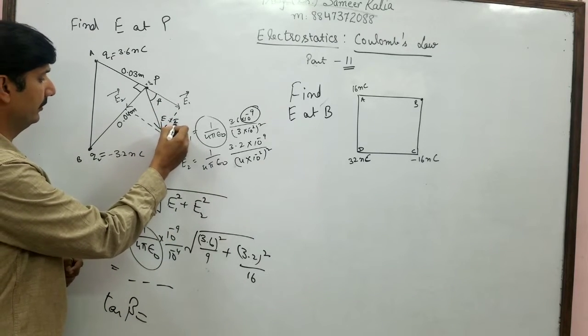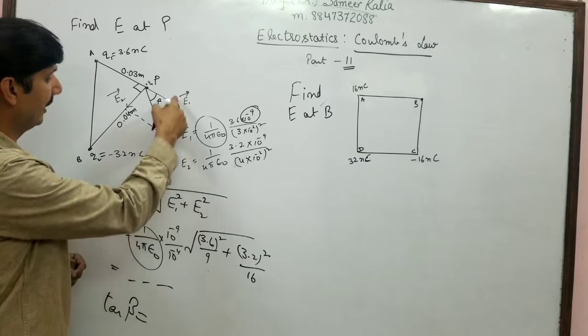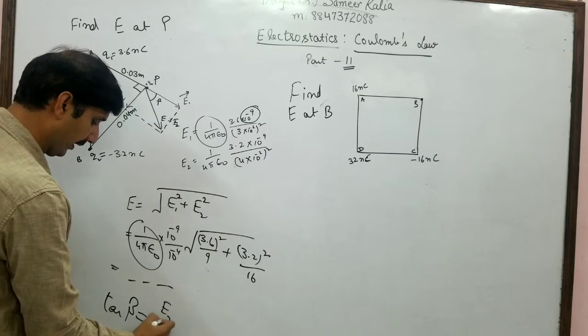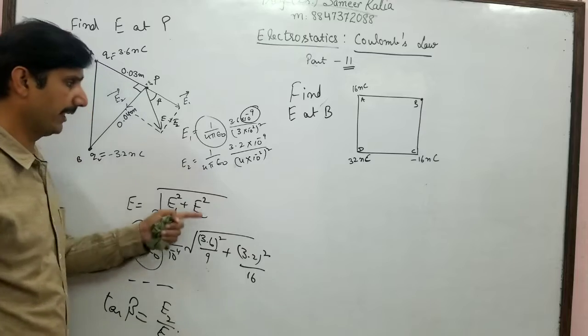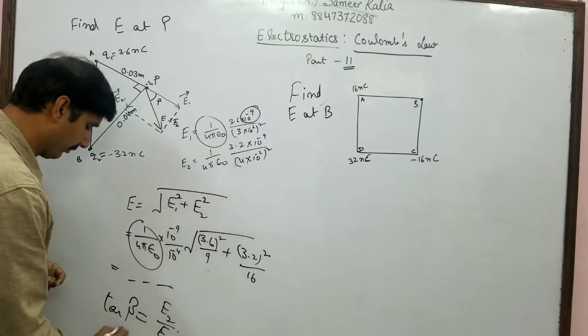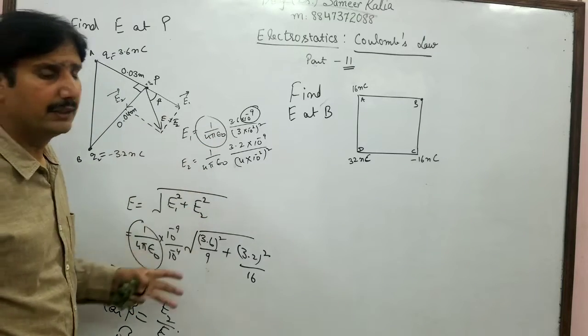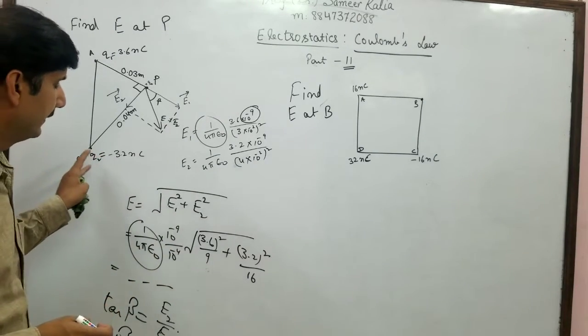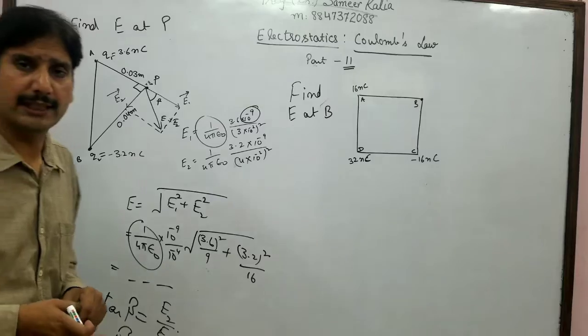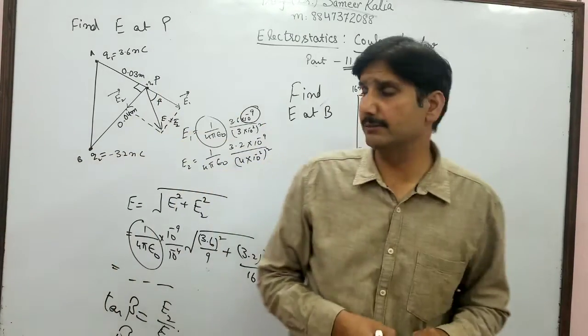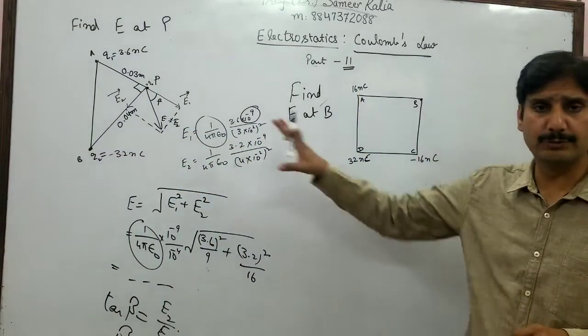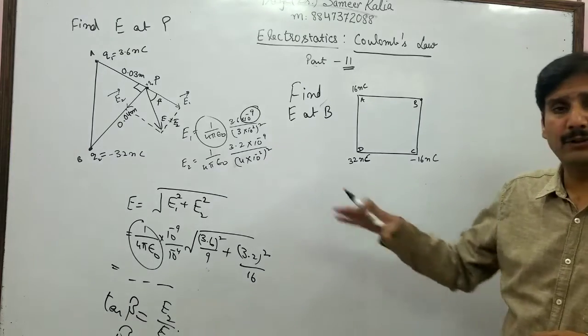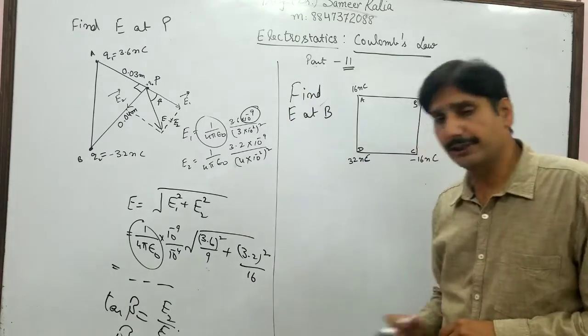E2 divided by E1. We have obtained E2 and E1, so you can find out beta. This is how a simple question can be proceeded with as far as point charge distribution, arbitrary charge distribution is concerned. I hope it is clear to you. Now let's move on to this next question.